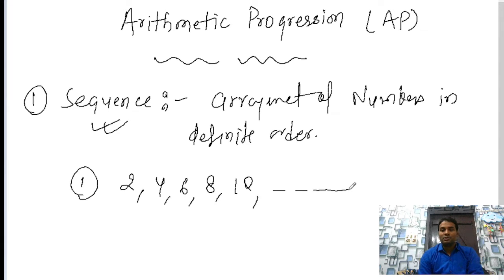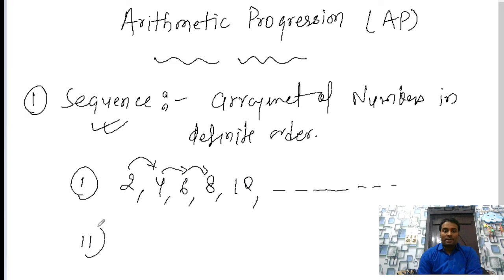10 and so on. If you see here, if you add 2 to each term, then you get the next term. So 2 plus 2 is 4, 4 plus 2 is 6, 6 plus 2 is 8, and 8 plus 2 is 10, and so on. So these numbers are in some order.